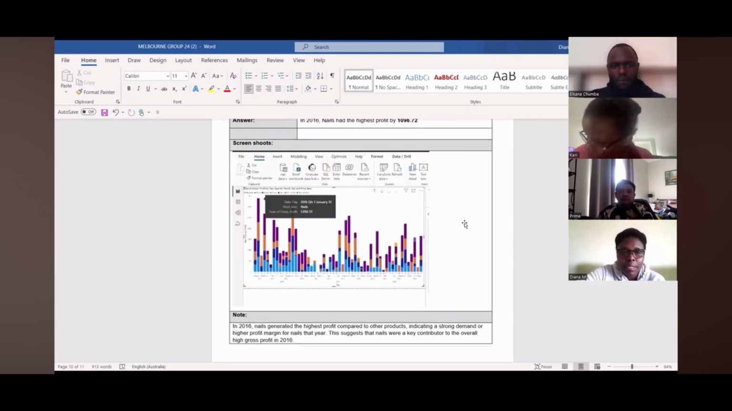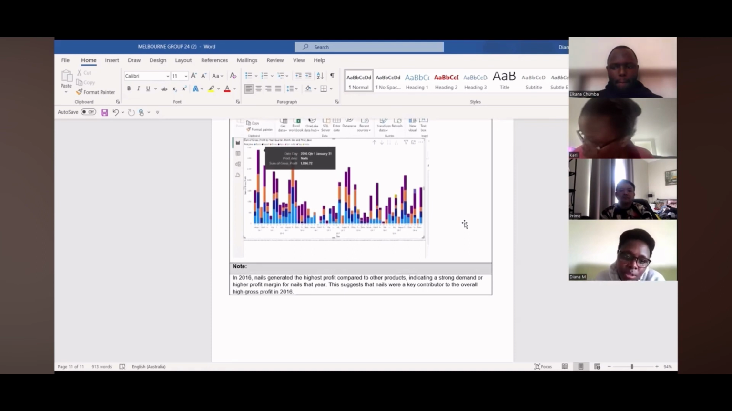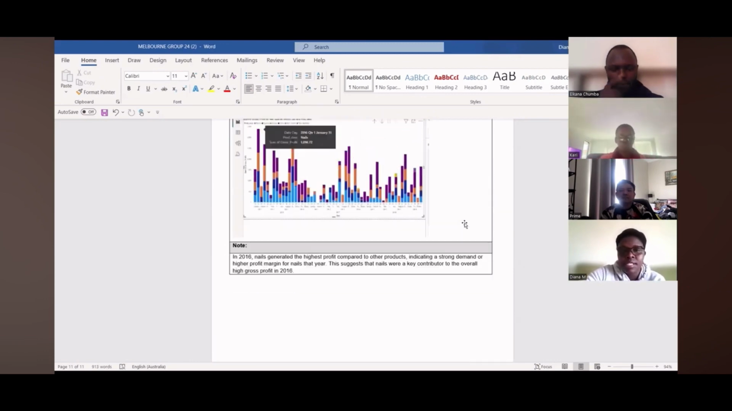The last question is question number 10. In the year with the highest gross profit, which product had the highest profit and how much was it? Going through this screenshot from the reports, we can clearly see that in 2016, the nails had the highest gross profit of 1,096.72 compared to other products in that window period, indicating that the demand for this product in that year was probably high. So nails were a key contributor to the overall highest margin in 2016.